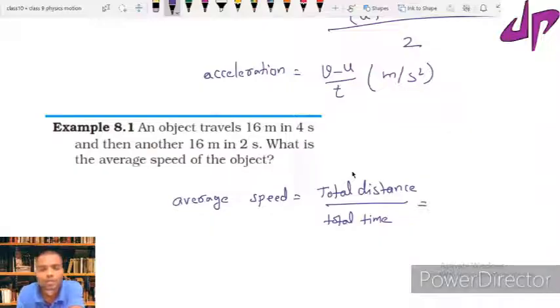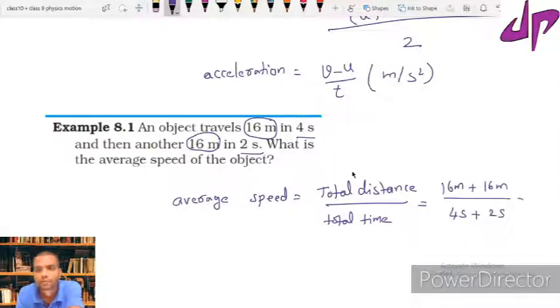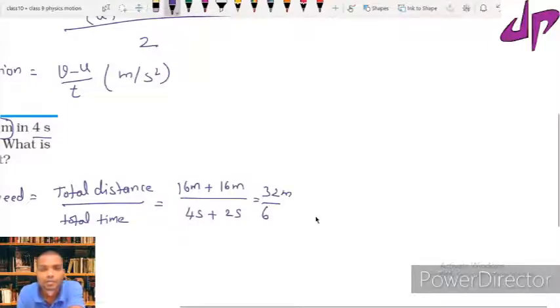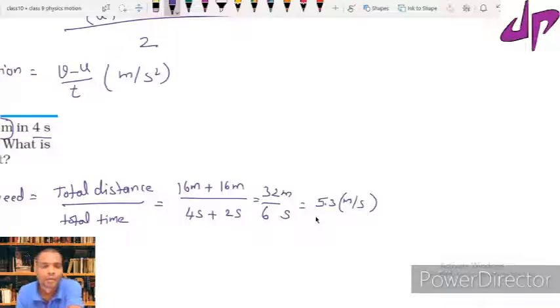Here the total distance is 16 meters plus 16 meters, divided by total time 4 seconds plus 2 seconds. So 16 plus 16, 32 meters divided by 6. You solve that and you will get the average speed. The average speed is approximately 5.3 meter per second for the given problem.